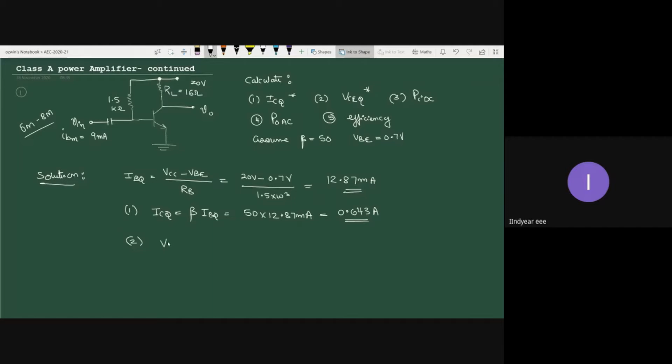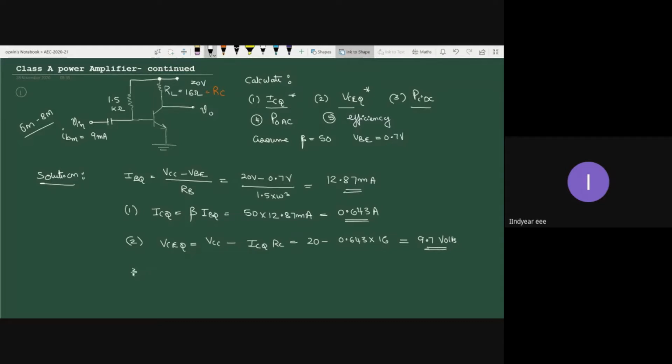The second part is about VCEQ. So what is VCEQ? VCC minus the drop across the collector resistor, or the load resistor, because RL is equal to RC. So that is 20 minus ICQ, 0.643, into RL, which is 16. Okay, so that is 9.7 volts. Okay, that is 9.7. So you're done with ICQ, then VCEQ.